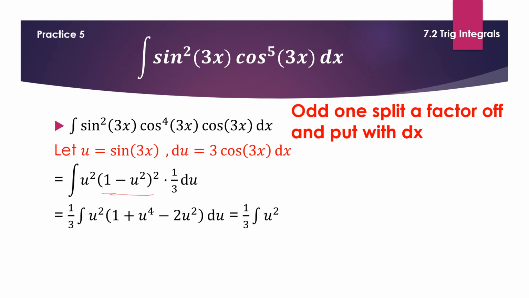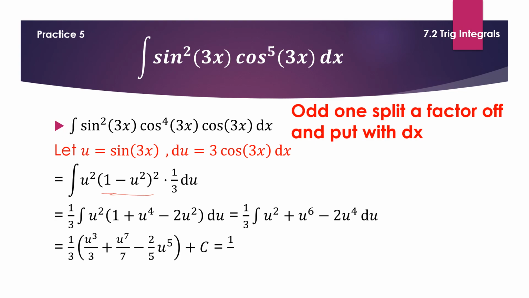And then we move this 1/3 out of the integral, and we'll have 1/3 integral u squared times 1 plus u to the 4 minus 2u squared du. And then we will have 1/3 integral u squared plus u to the 6 minus 2u to the 4 du. Calculate the integral. We'll have 1/3 times u cubed over 3 plus u to the 7 over 7 minus 2 over 5 u to the 5 plus c.